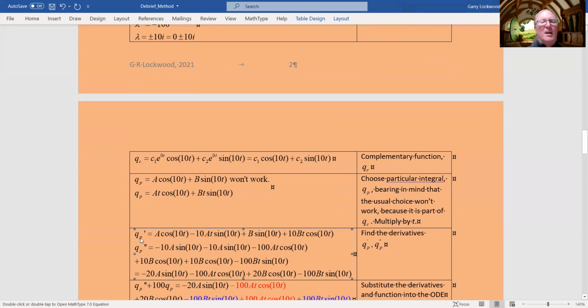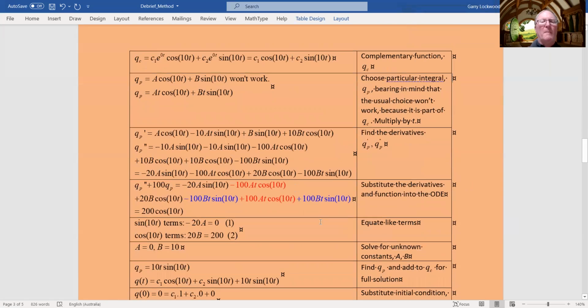Okay. So having done that, I differentiate QP. There's the derivative of that. I differentiate QP dash and find QP double dash. And the reason for that is I'm actually going to substitute all these things back into the original ODE. And so I need to know QP, QP dash, and QP double dash. So my summary is just find the derivatives QP dash and QP double dash. And then I'm going to put them into the original equation.